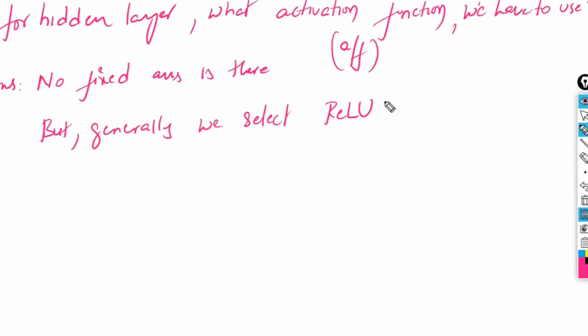For hidden layers, none of them is fixed. I already told you yesterday: the number of neurons is not fixed, the number of hidden layers is not fixed, and the activation function is not fixed. Nothing is fixed for the hidden layers. Even whether to select a hidden layer is not fixed. If you don't select a hidden layer, it is called a perceptron model, right? Hidden layer is also not compulsory.